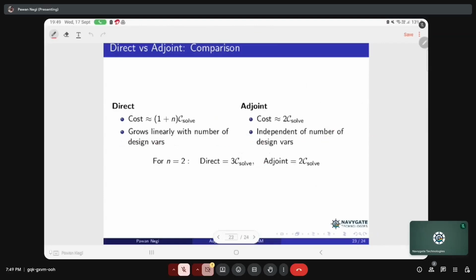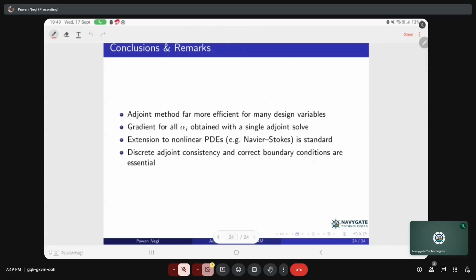Therefore, the adjoint method is preferred when you want to perform any topology optimization or shape optimization in your CFD simulation. This is the comparison for direct and adjoint method. And this is the contrary remark that the adjoint method is far more efficient when you have more than one design variable. And this is the default method. It doesn't matter even if there is one variable, you can always use the adjoint method. But the computation cost will be the same.